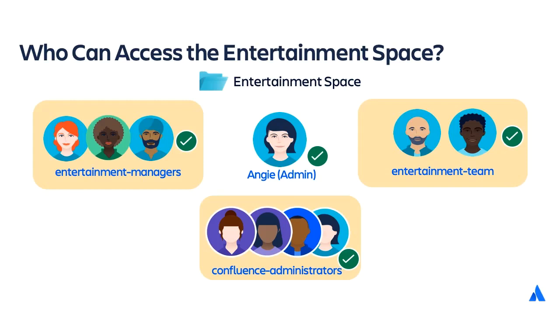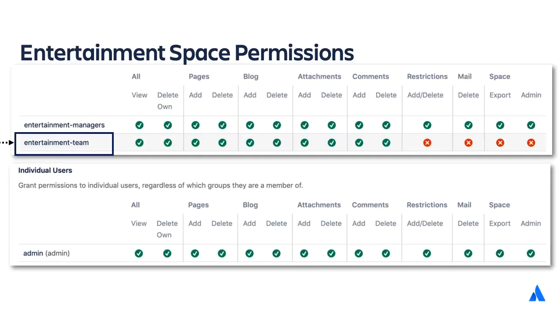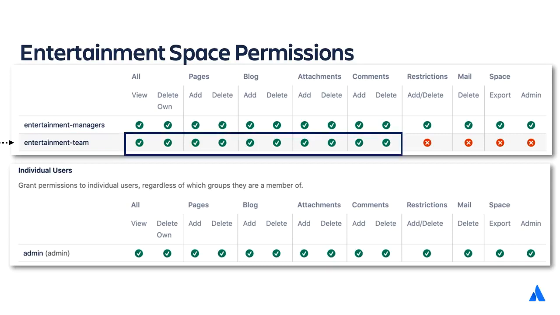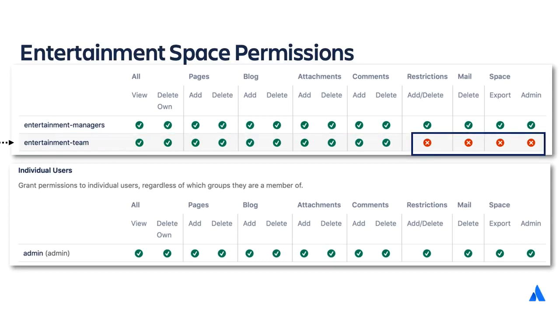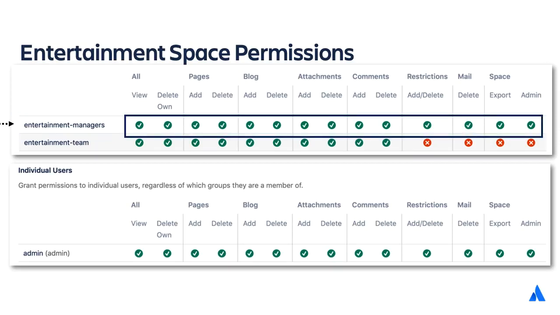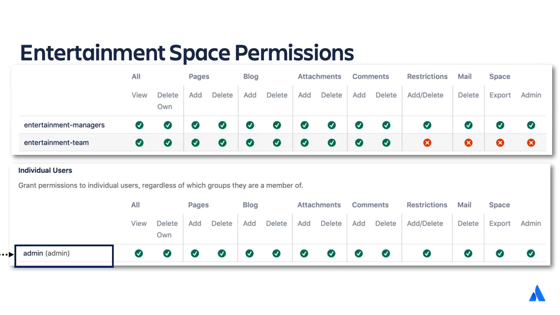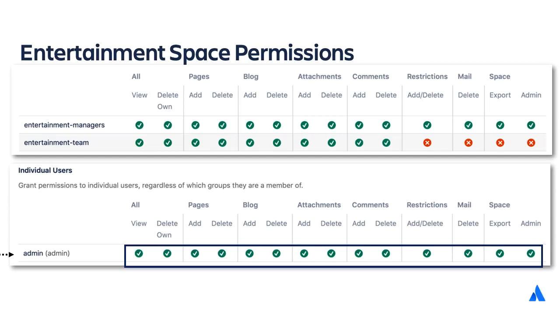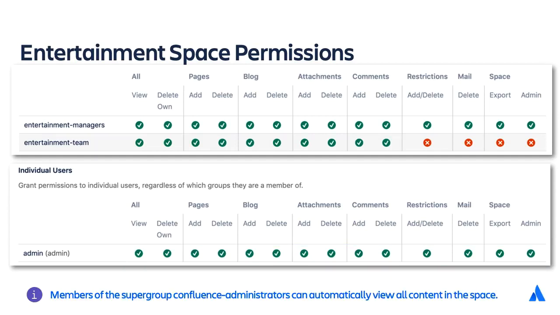Now we control what users can do in the space via space permissions. In the entertainment space, members of the entertainment team group are granted all space permissions except add delete restrictions, mail delete, and space export and admin. The entertainment managers group are granted all space permissions without exception as shown. Additionally, an individual user named admin has all space permissions as well. And remember, by default, and without any further configuration, any member of the supergroup Confluence administrators can automatically view all of the content in the space.